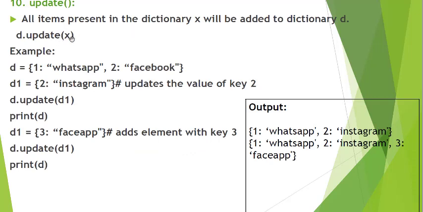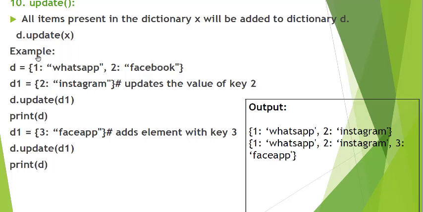Now, if you have some x as a dictionary and you want to put all those things in d, you can say d dot update x. That means all items present in the dictionary x will be added to the dictionary d. Like we have a dictionary d, which has the key value 1 WhatsApp, 2 Facebook. Now d1 is like 2 Instagram and so on. Now we say d dot update d1. So whatever is in d1 will show up in d.